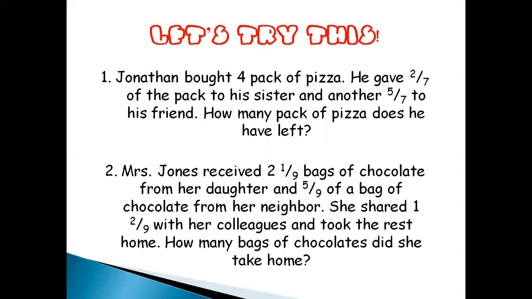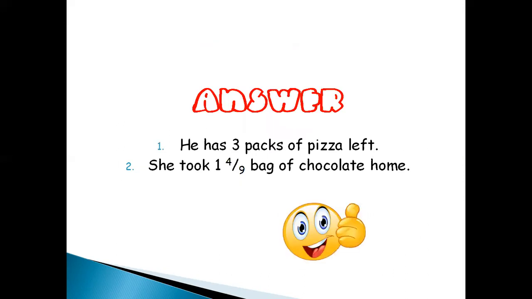Number 2. Mrs. Jones received 2 1 over 9 packs of chocolate from her daughter and 5 1 over 9 of a bag of chocolate from her neighbor. She shared 1 whole number 2 over 9 with her colleagues and took the rest home. How many bags of chocolate did she take home? So you're going to try this, and if you do it very well, you should get this answer. So try it on your own and let's compare our answers. Let's see if we get the same answer.